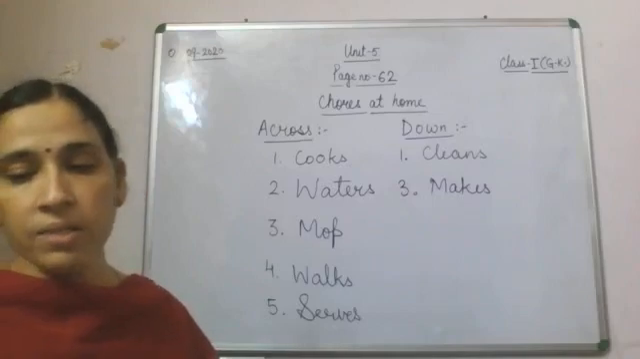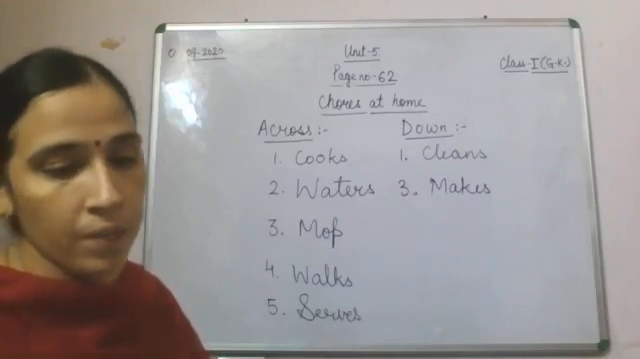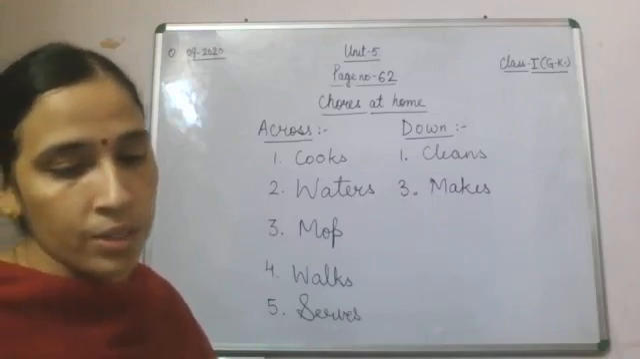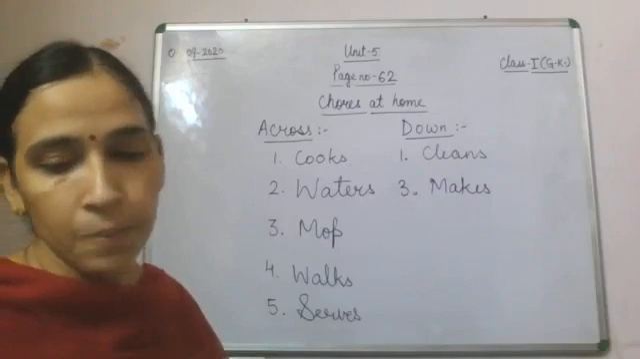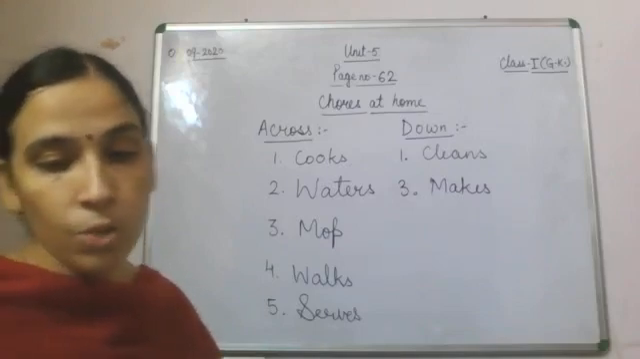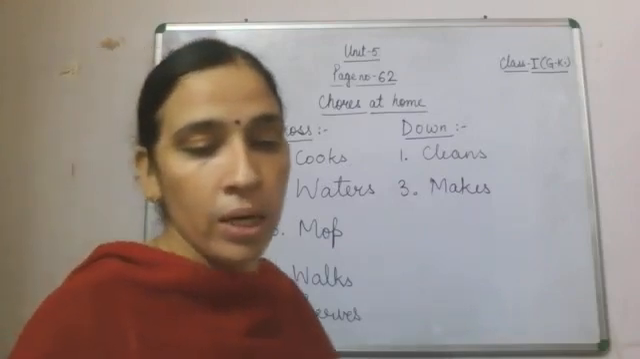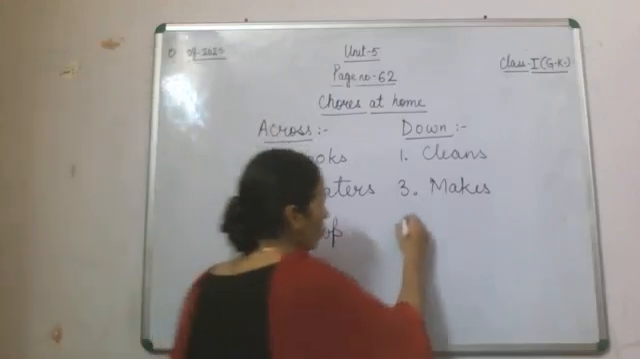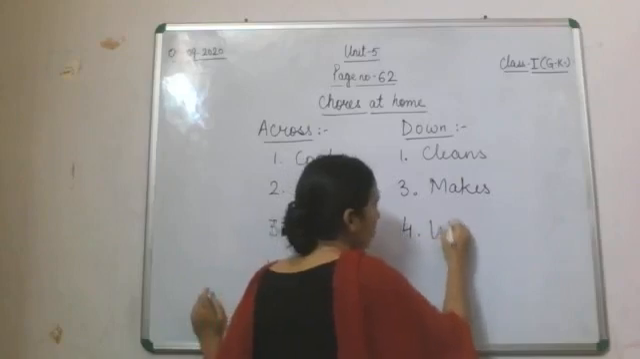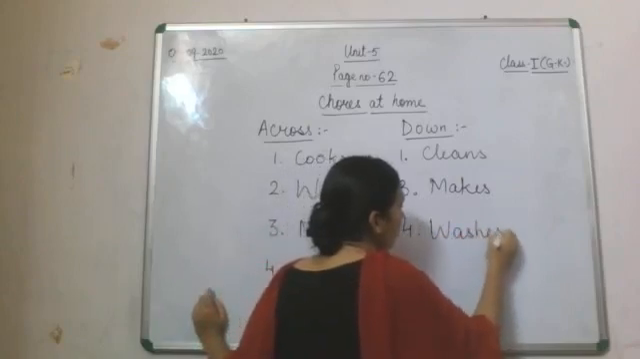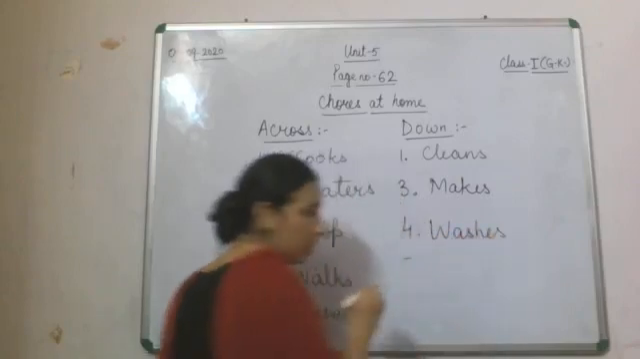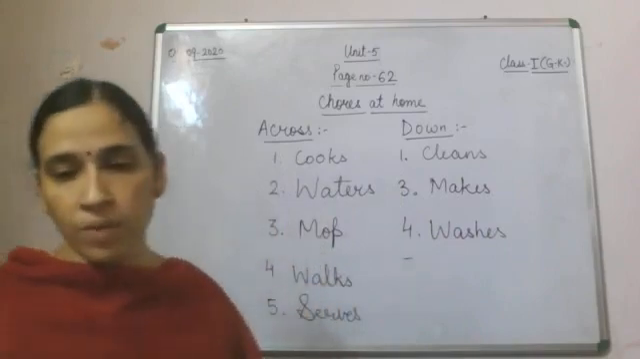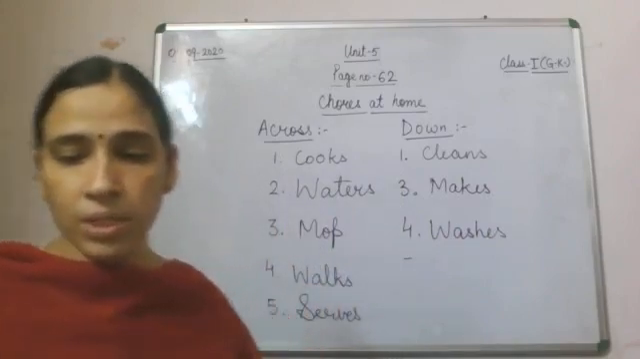On weekends, Rita wash the clothes, or that is what is given in your book. That is number 4. That is washes the cloth. So here washes the cloth. Washes the cloth. Now what is next? That on weekend Rita washes the clothes.